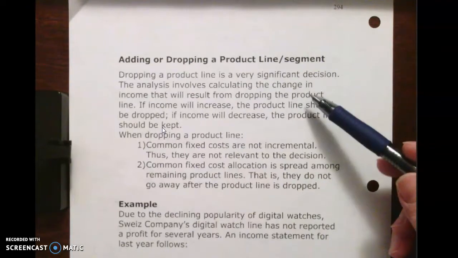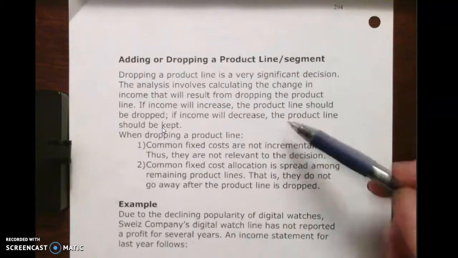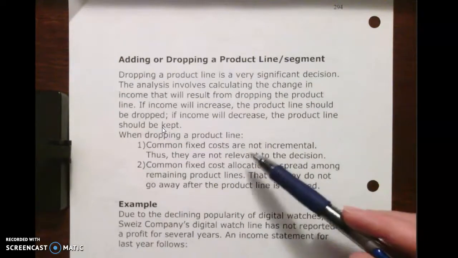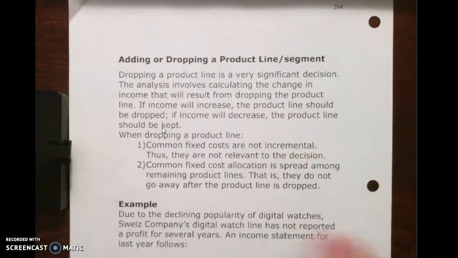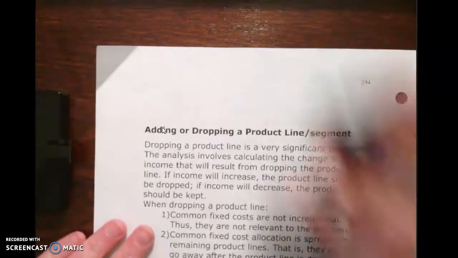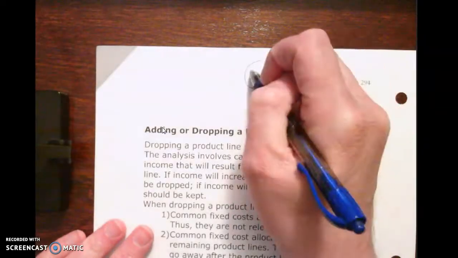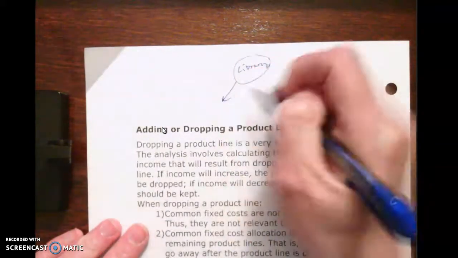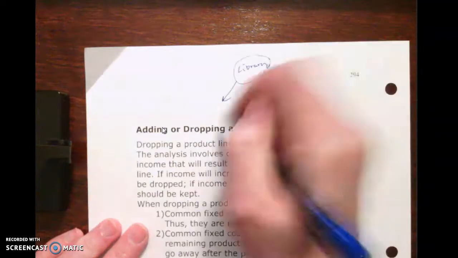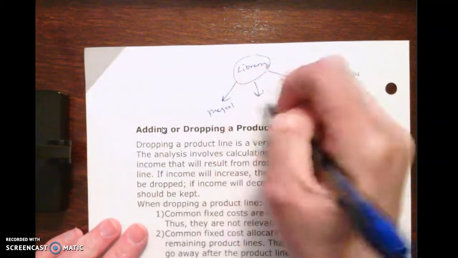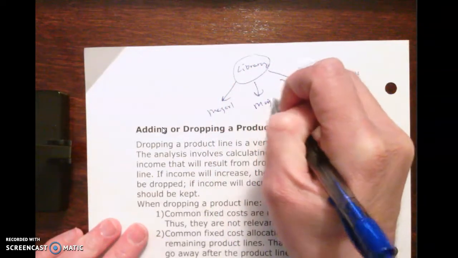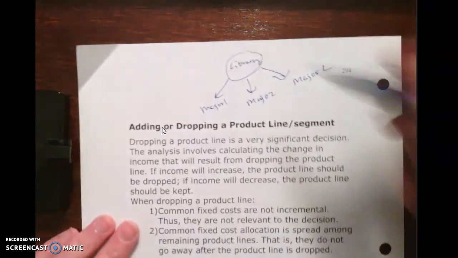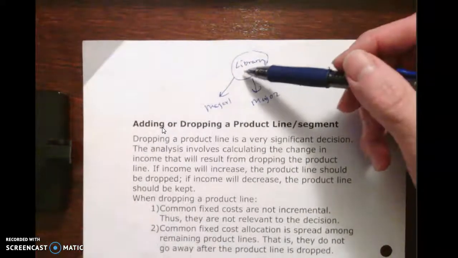The thing about dropping a product line is that we have to think about the common fixed costs. Common fixed costs are not incremental. Let's say that we have the library at Mary Washington, and the library allocates its costs out to Major 1, Major 2, and Major 3. So it allocates its costs out to these different majors on campus.